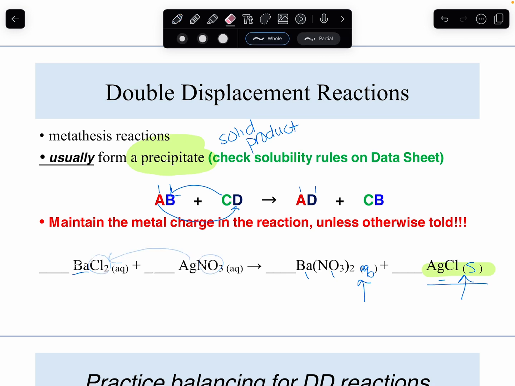Now I'm going to quickly balance this. So 2 NO3s, 2 NO3s. Okay. All right.